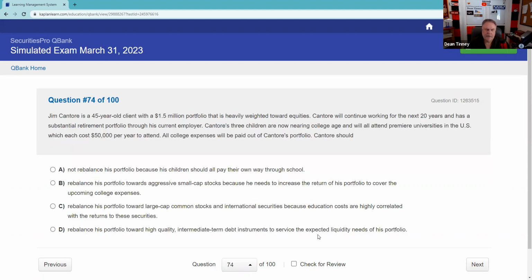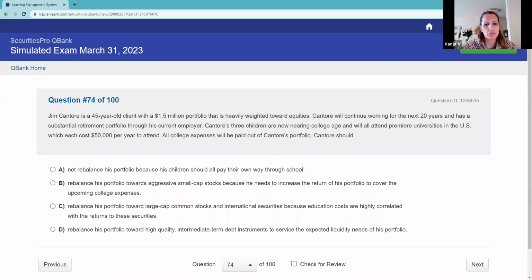Good job. Jim Contori is a 45-year-old client with a $1.5 million portfolio that is heavily weighted toward equities. Contori will continue working for the next 20 years and has a substantial retirement portfolio through his current employer. Contori's 3 children are now nearing college age and will all attend premier universities in the US, which cost $50,000 per year to attend. All college expenses will be paid out of Contori's portfolio. Contori should not rebalance his portfolio because his children should all pay their own way through school.